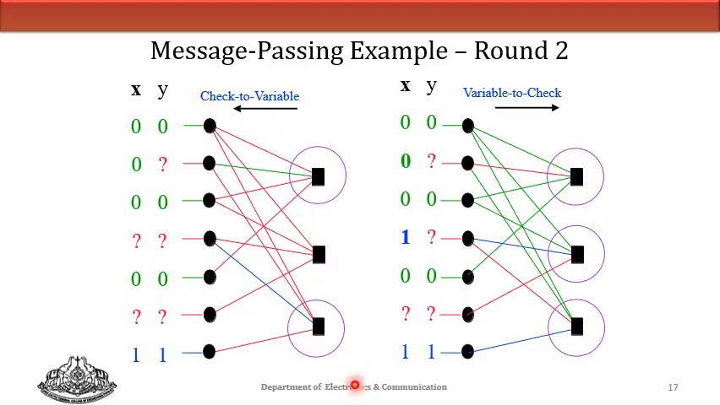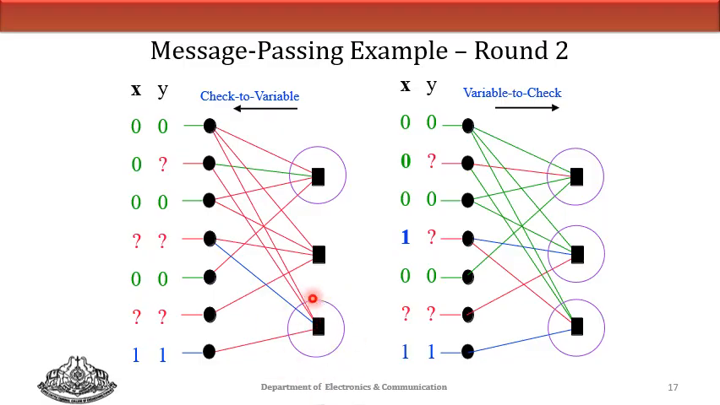Now thinking about this particular check node, this connection is having a value 0, this connection is having a value 0. This is erasure. This is also erasure. So two erasures are there, so it will be sending messages as erasures only.